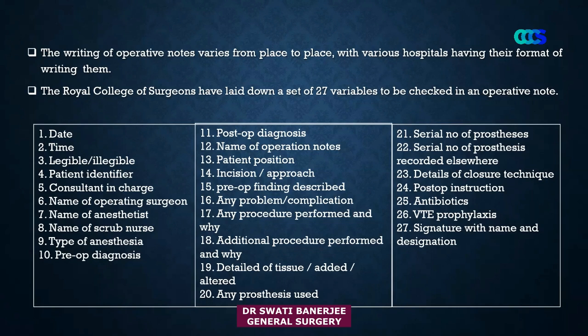But the Royal College of Surgeons has set down a set of 27 variables which are to be incorporated in a discharge summary. I have put down all these 27 variables. You can go through these variables after the class is over. So let me discuss these in detail.